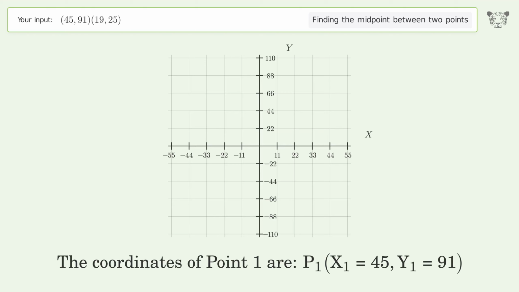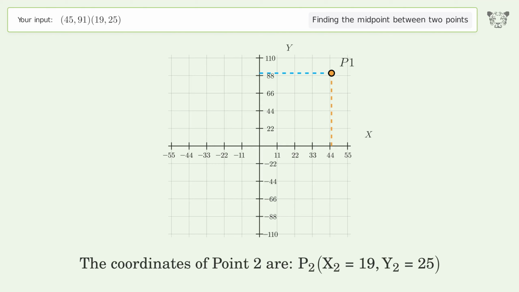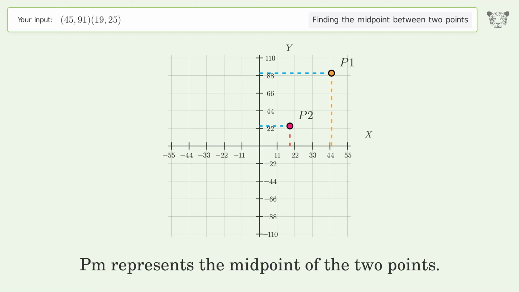The coordinates of point 1 are, x1 equals 45, y1 equals 91. The coordinates of point 2 are, x2 equals 19, y2 equals 25. PM represents the midpoint of the 2 points.